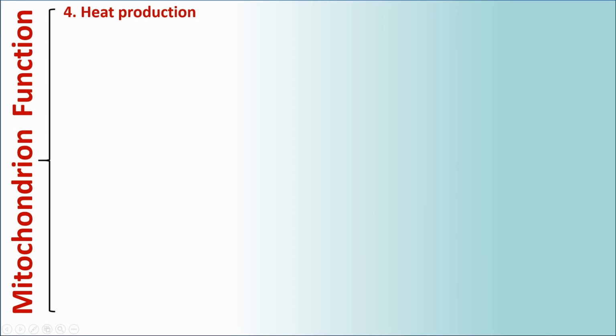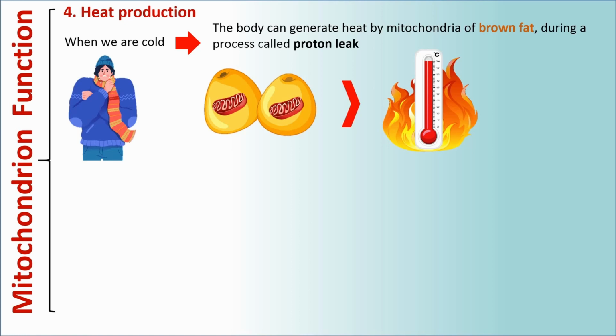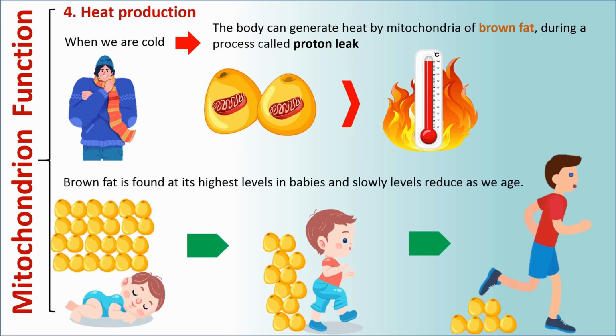Function number 4, heat production. When they are cold, the body can generate heat by mitochondria of brown fat during a process called leak. Brown fat is found at its highest levels in babies, and slowly levels reduce as we age.